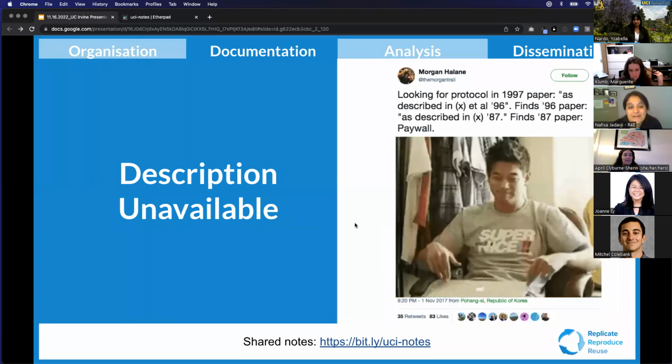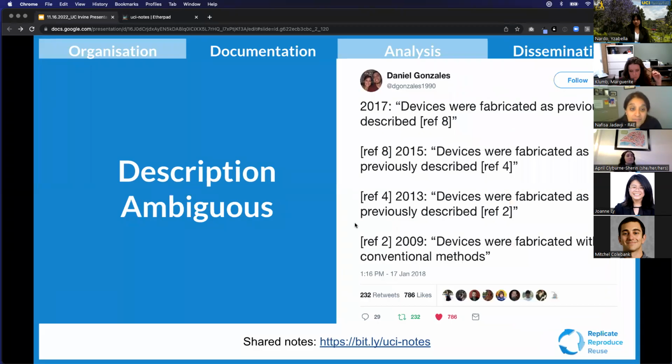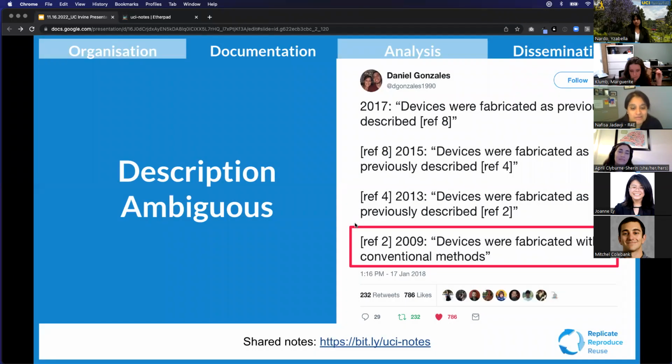Next slide, as shown by this, just tucking the computer out the window because you really need that protocol. And so there's also, when you go into the literature looking for protocols, the description can be ambiguous. And you can see that here in this tweet, in terms of looking at some sort of device and trying to replicate the making of this device. And you go back to the original reference in 2009, and the devices were fabricated with conventional methods. What does that mean? How are you going to replicate that? What are the details there? And so this, next slide, can be quite frustrating for an individual.